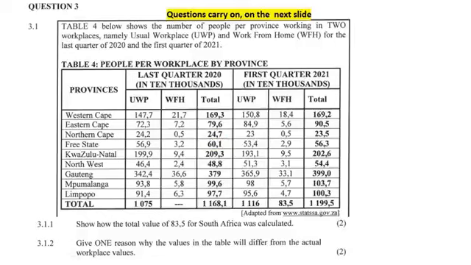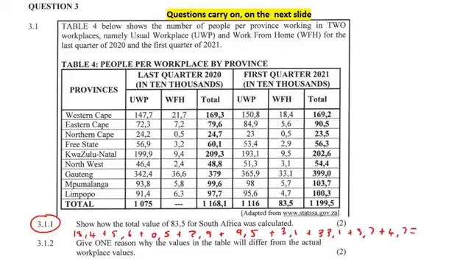So the first question says, show how the total value of 83.5 for South Africa was calculated. They're pretty much wanting to know how did they calculate this value? Well, that would just be the total from all of these numbers. Now you're going to have to show that. So you're going to have to say 18.4 plus 5.6 plus 0.5 plus 2.9, and all of that added together is where they got 83.5.